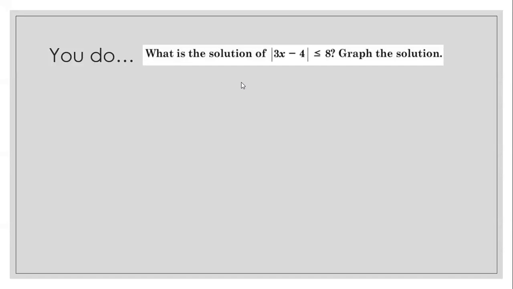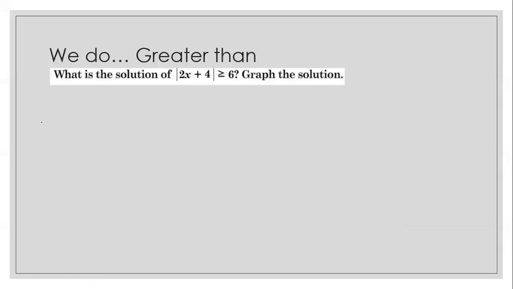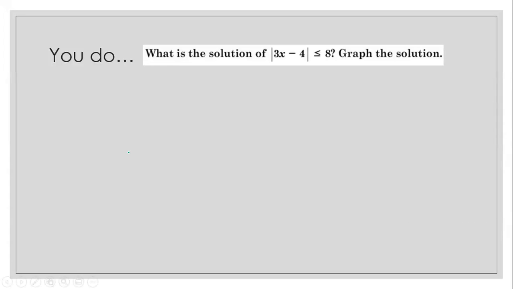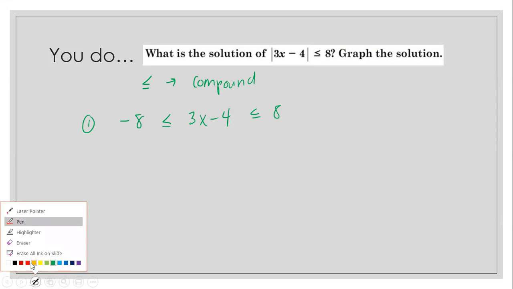Okay, so for this problem, again, it's a less than situation. Even though it says less than or equal to, it still means that I'm doing the same. It's a less than or equal to, which means that I'm going to have a compound. Step 1 is to create my compound. My absolute value is by itself already, so it just means it's going to be -8 less than 3x minus 4 less than or equal to +8.